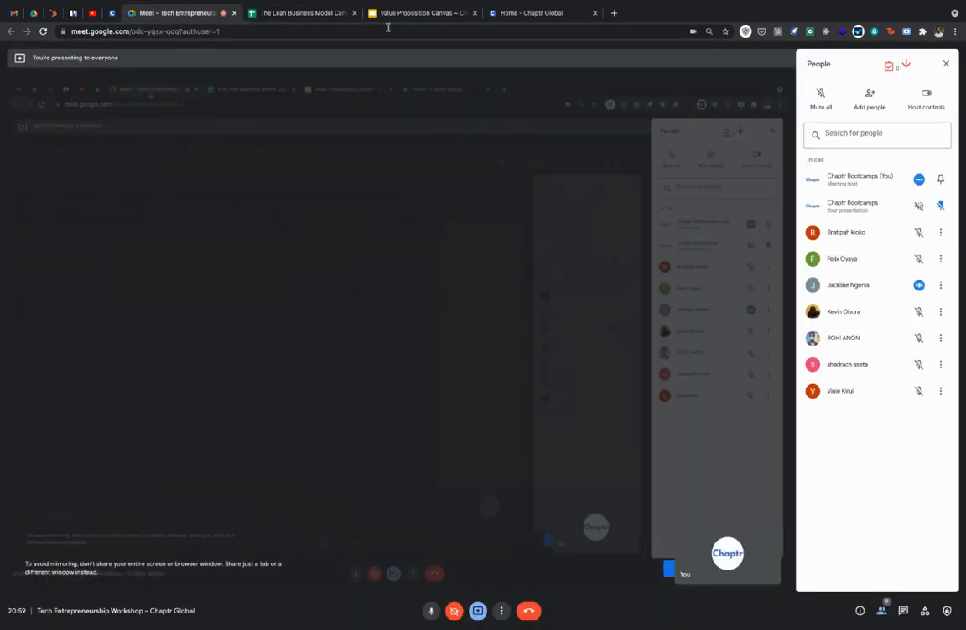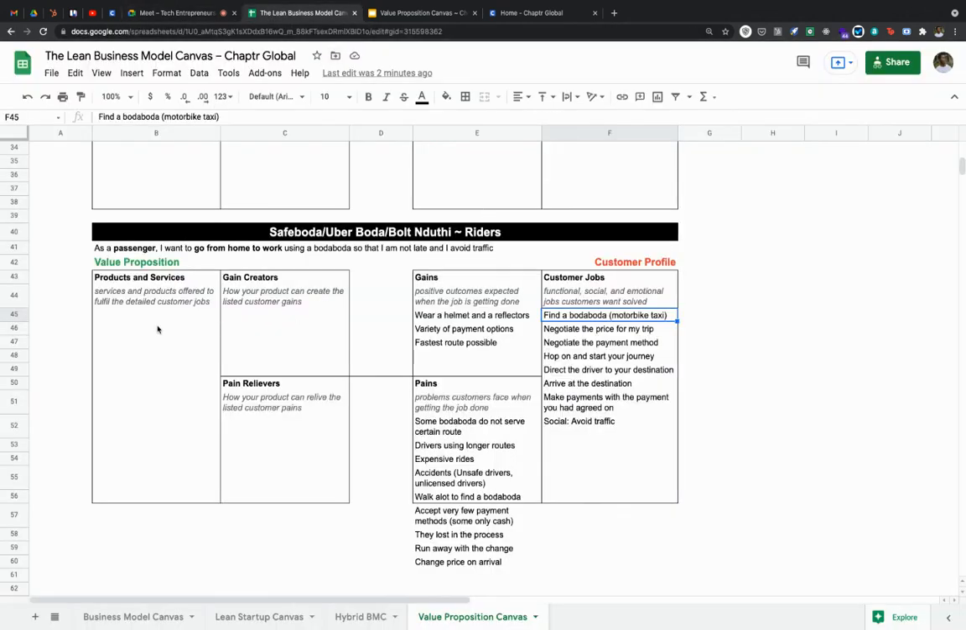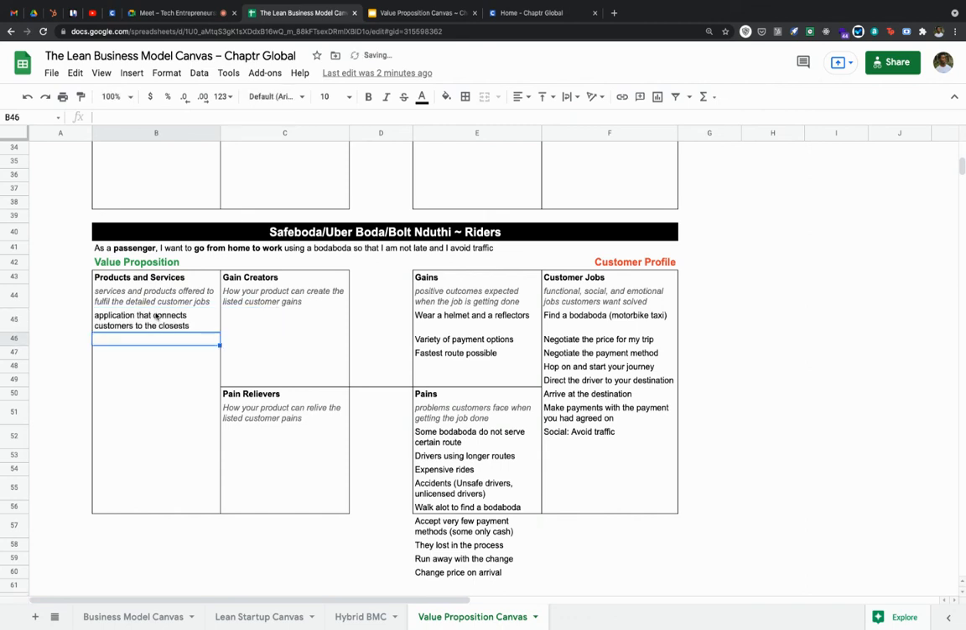Finding a boda, the app, creating an app. Okay, so what is the app doing in particular? It's helping the customers to easily find bodas. Okay, application that links customers to the closest bodas, right? Connects customers with the closest boda bodas. Okay. To the closest boda bodas. Awesome. Let's go to number 2 now. I think that solves customer job number 1 pretty well.